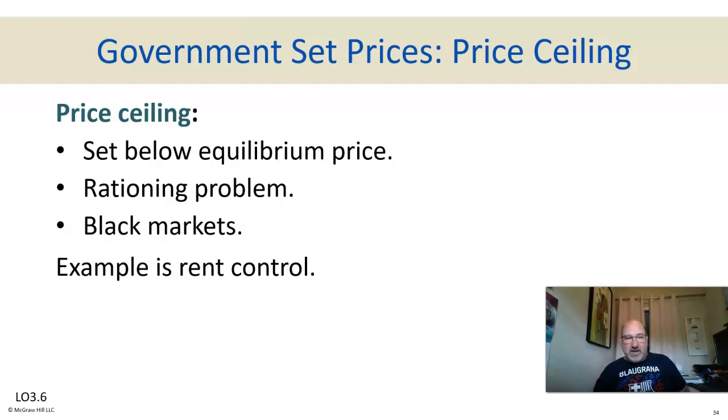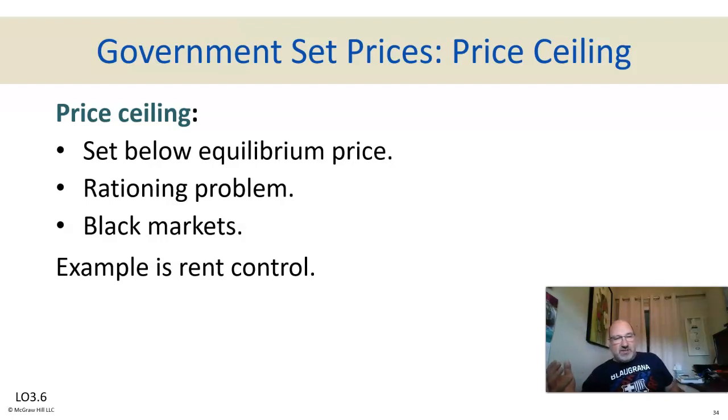So government set prices. So you've got price ceilings and price floors. It's like the room. The rules of the room are the same. You can't go above the ceiling. You can't go below the floor. But the room is upside down. Your ceiling will be below equilibrium. Your floor has to be above equilibrium. And there's reasons for that.